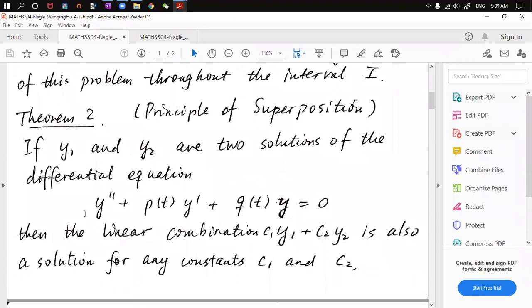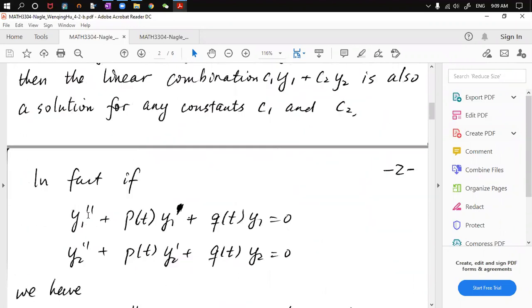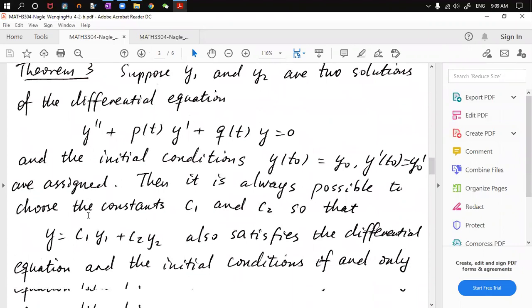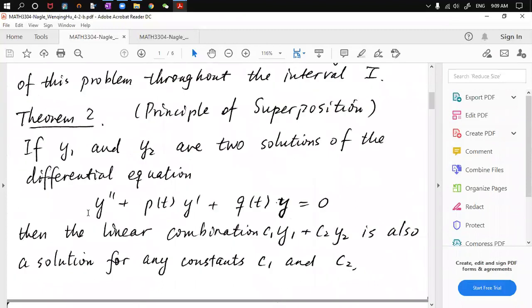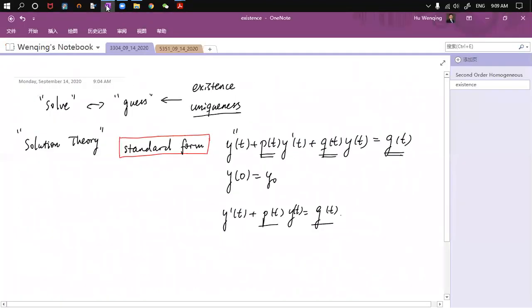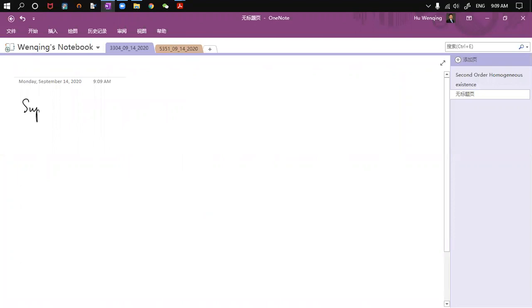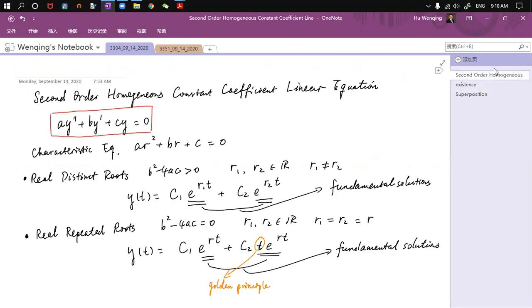Now, the second thing I would like to talk about is to construct a certain structure for these equations. That's what we call the principle of superposition. Why do we need the principle of superposition? It comes from our observation for the case when you have real distinct roots and real repeated roots. In that case, you can see that you always build up two solutions.